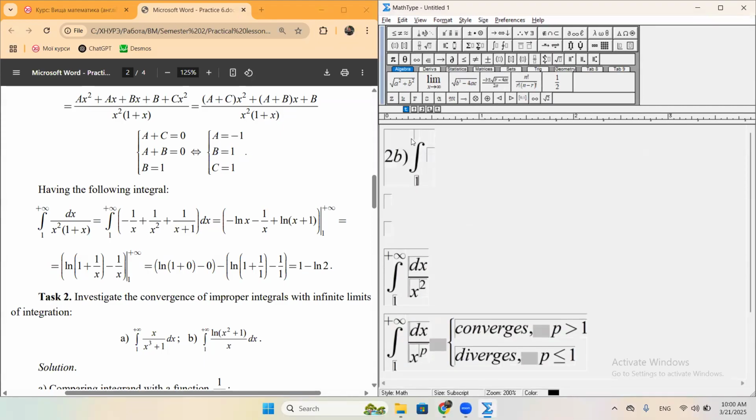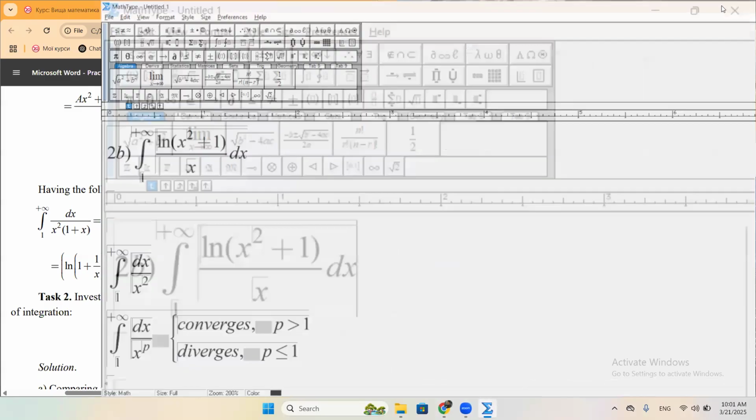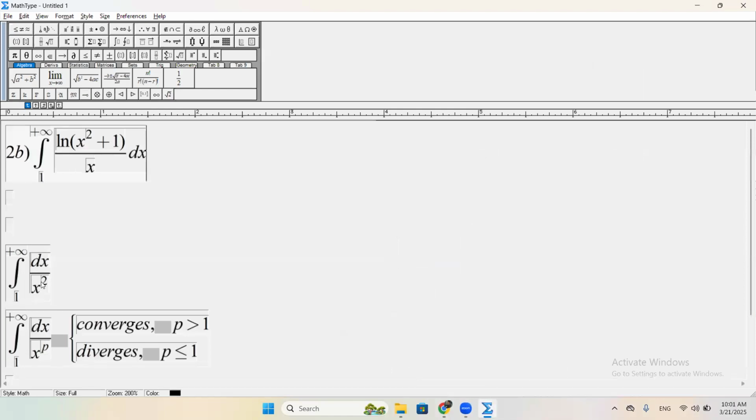So what do we have here? The integral from 1 to plus infinity of logarithm of (x squared plus 1) over x dx. So this integral can be compared with this integral.